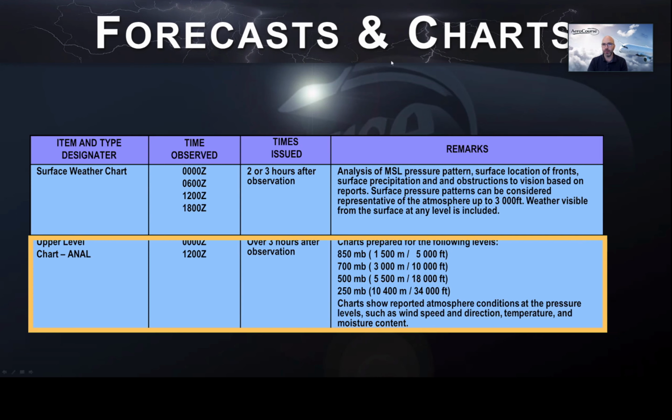I've looked on the NAV Canada website for these recently, and it looks like they've stopped issuing the 851. I don't know why. It's still in the AIM. They still have a tab for it on the NAV Canada website, but when you click on it, there's nothing there. So I'm not sure what's going on right now.